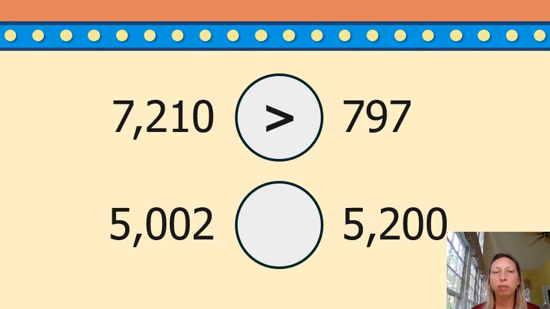Okay, so these both have a 5, 2 zeros, and a 2, but you have to look at the number on the right, the 2 is in the hundreds place. On the number on the left, the 2 is in the ones place, so that makes the number on the right greater. So we're going to say 5,002 is less than 5,200.